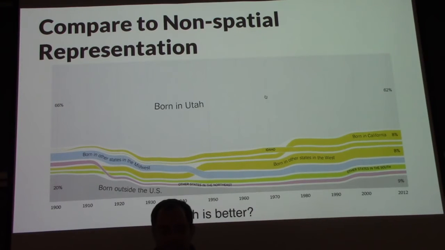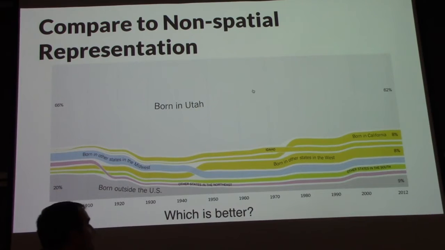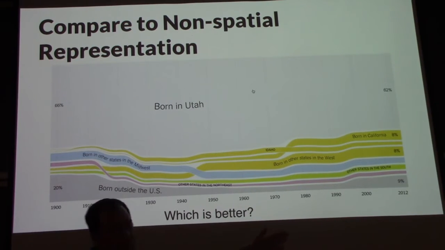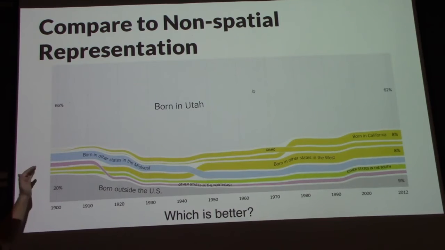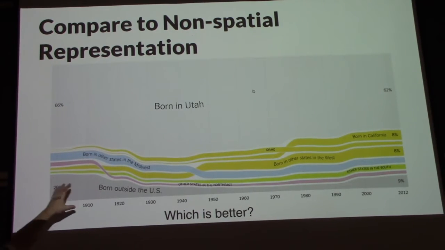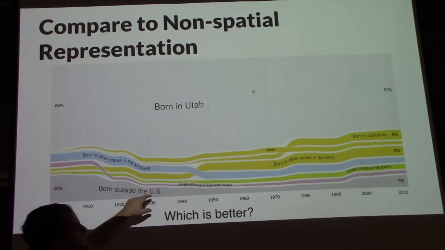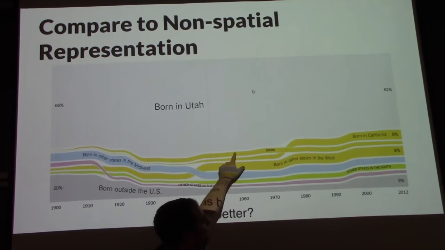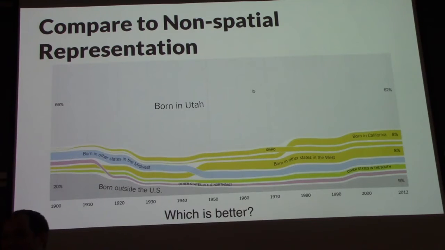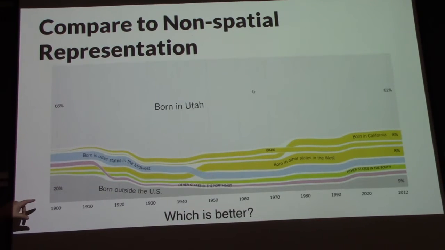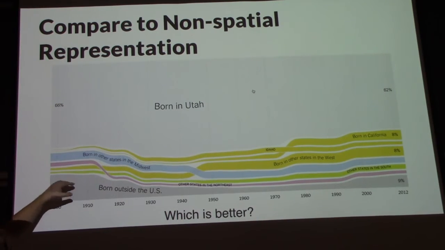Here we have a New York Times visualization of people who live in Utah and where they're from, even across time. You can see that from 1900 to 2012, the majority of people who live in Utah were also born in Utah. In the 1900s, the majority of immigrants were born outside of the United States, which is taken over by other states in the West, like California and Idaho, as we go along. And these ribbons are in some way ranked by their size.